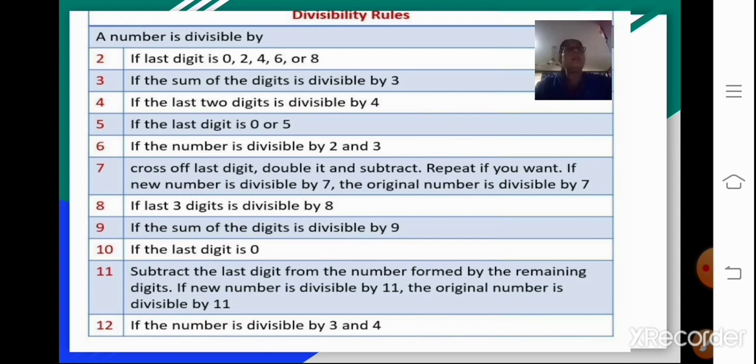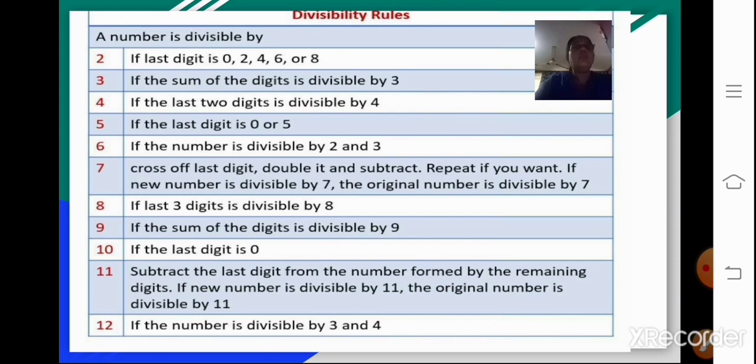A number is divisible by 3 if the sum of the digits is divisible by 3. A number is divisible by 4 if the number formed by the last two digits is divisible by 4. A number is divisible by 5 if the last digit in the ones place is 0 or 5. A number is divisible by 6 if it is divisible by 2 and 3. A number is divisible by 7 when you double the last digit and subtract it from the remaining number, and if the new number is divisible by 7, the original number is also divisible by 7.